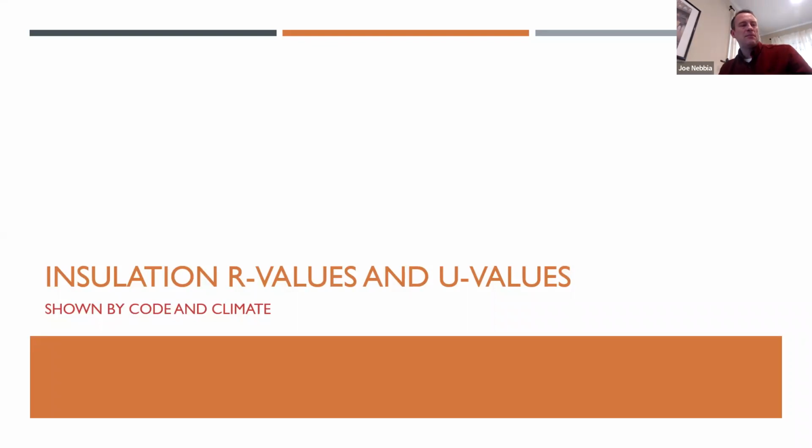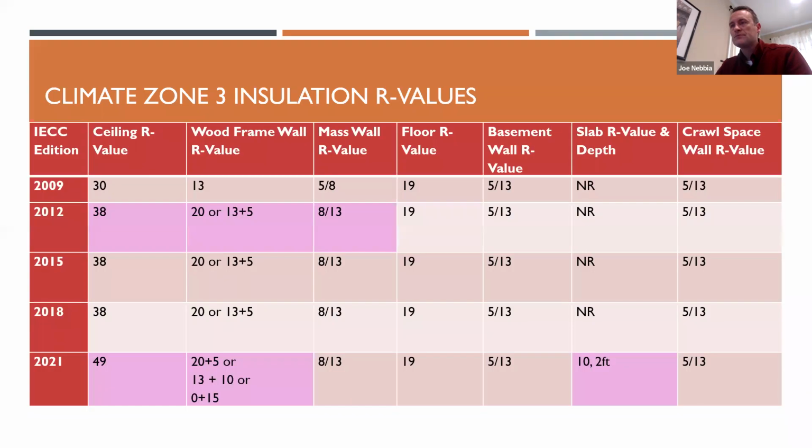Okay, again, please stop me if you have questions. I'm going to move now from windows to insulation and talk a little bit about how those tables work and what to look for there. So for climate zone 3, if you're building in that part of the country, there's been some changes. 2009 to 2012, there was some added stringency, and now in 2021, we see another jump in stringency. There was no change in insulation requirements in the R value tables from 2012 through 2018.